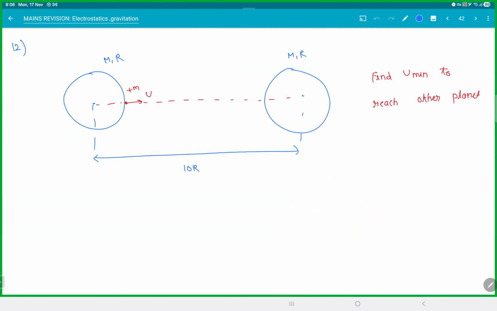This is another standard question. Let's get this. Two planets, mass M and radius R. You want to project a rocket from one planet to another planet along the line joining the centers. Find the minimum speed to reach the other planet.